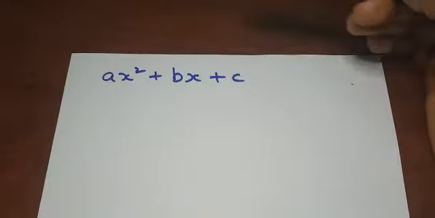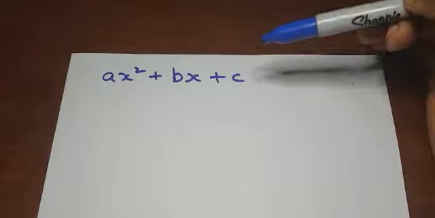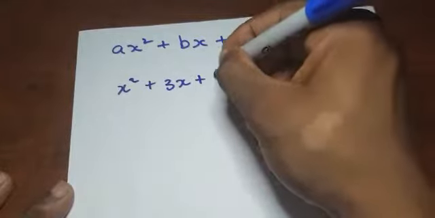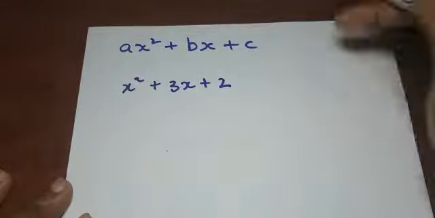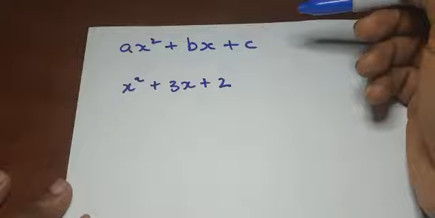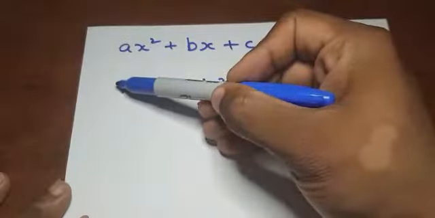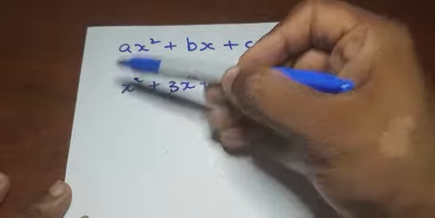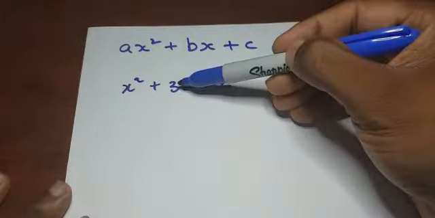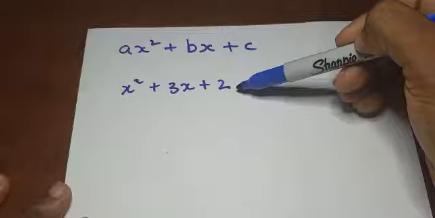Right, so let's start off with an example. We can try x squared plus 3x plus 2. This is another example of a quadratic expression. This time, our a would be 1, b in this case would be 3, and the c here is just 2.